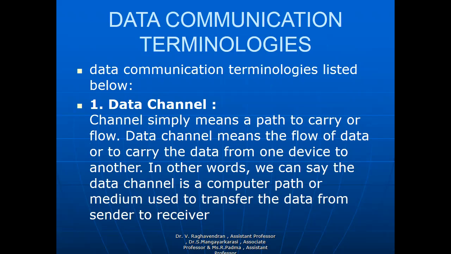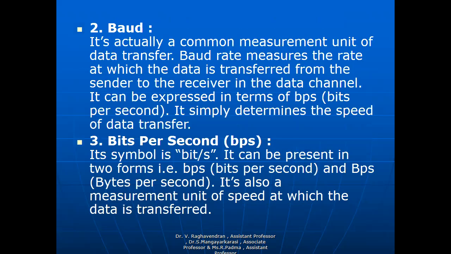Simply we go from source to destination. One device is called the source, the other device is called the destination. The one who sends a particular message is called the sender. The one who receives that message is called the receiver. In other words, the data channel is a computer path or medium used to transfer data from the sender to the receiver. Using this path, the sender sends particular data to the receiver. That is called the data channel.